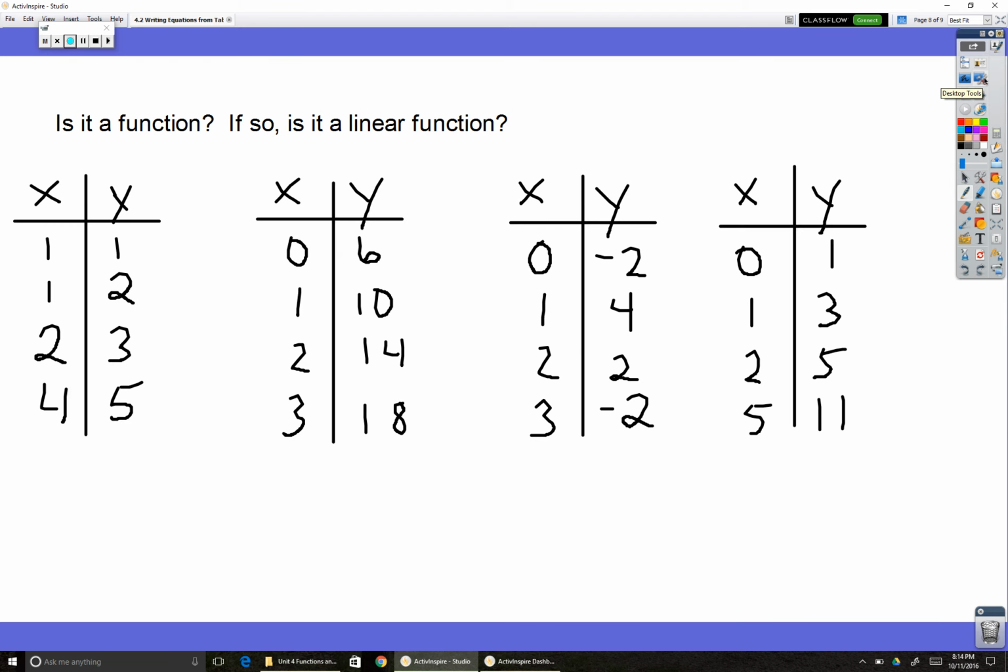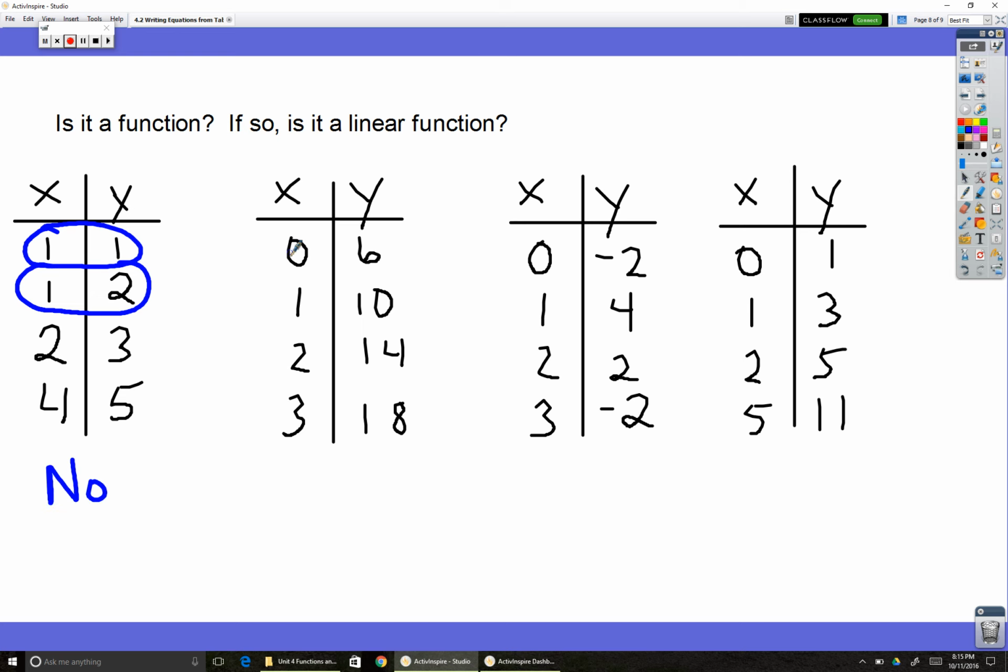Okay, let's look at some more examples to make this a little more clear. Is it a function? And then if so, is it a linear function? So looking at our first example, we have x equals 1 and y equals 1. And then we have when x equals 1, y equals 2. That's a problem because we don't know what y is going to be when x equals 1. Each input does not have its own output. This time, x equals 1 means y equals 1, and this time x equals 1 means that y equals 2. So no, this one is not a function at all.